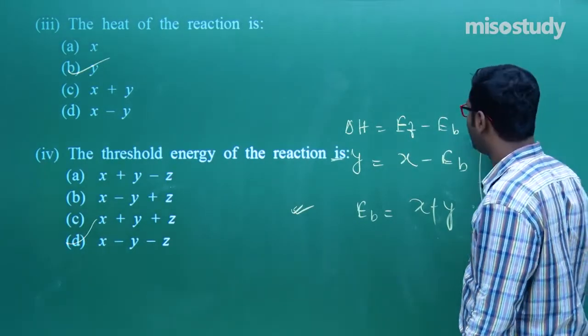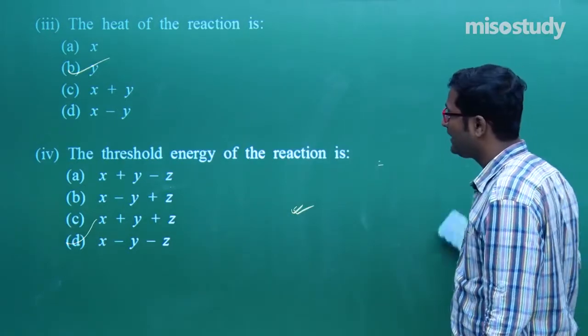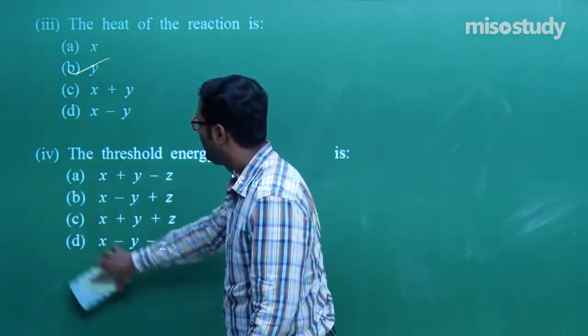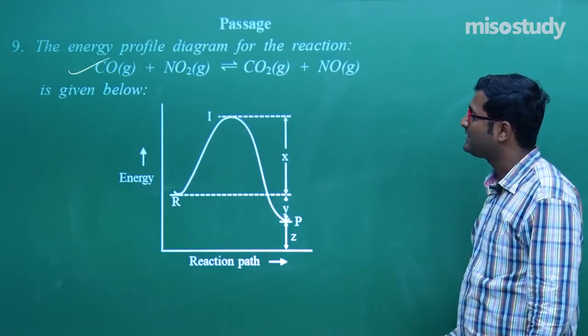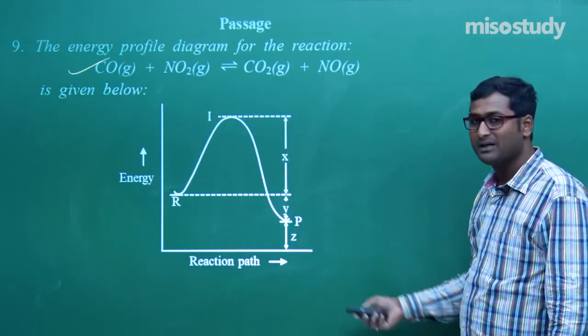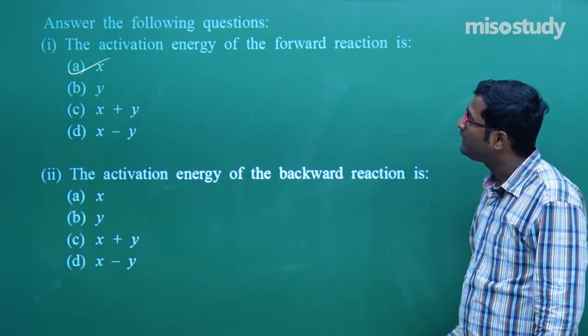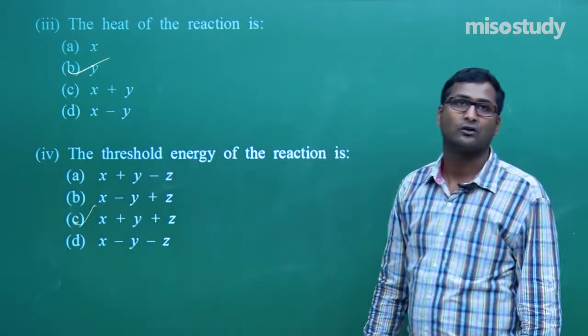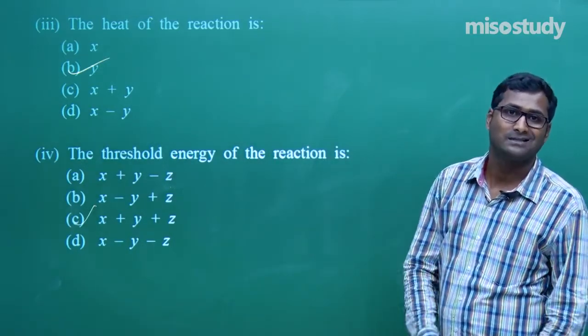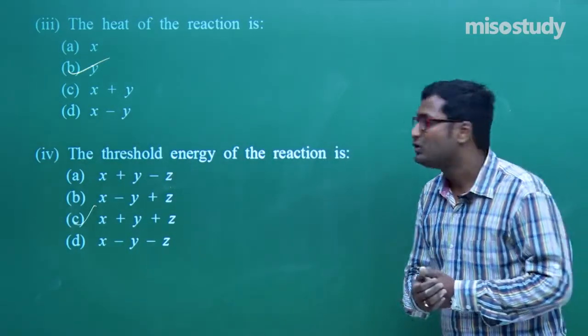The heat of reaction is Y, as mentioned here, and what is the threshold energy? We know the threshold energy is very simple: X plus Y plus Z. So this is the fourth part, and we can say C is the correct option, X plus Y plus Z. Am I right? Yes, sir, you are absolutely right.